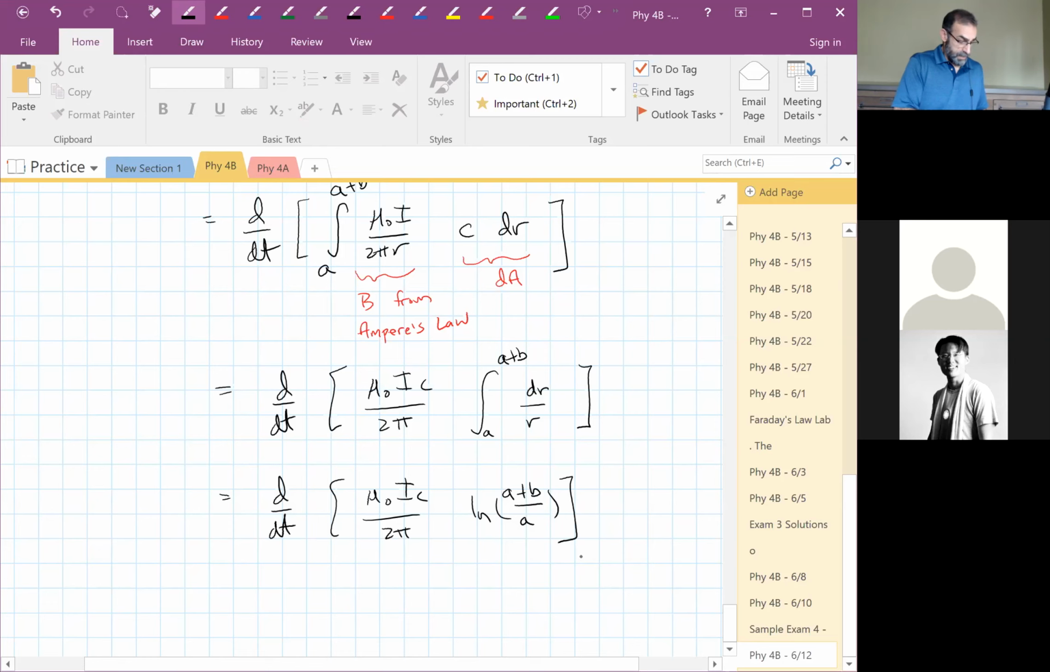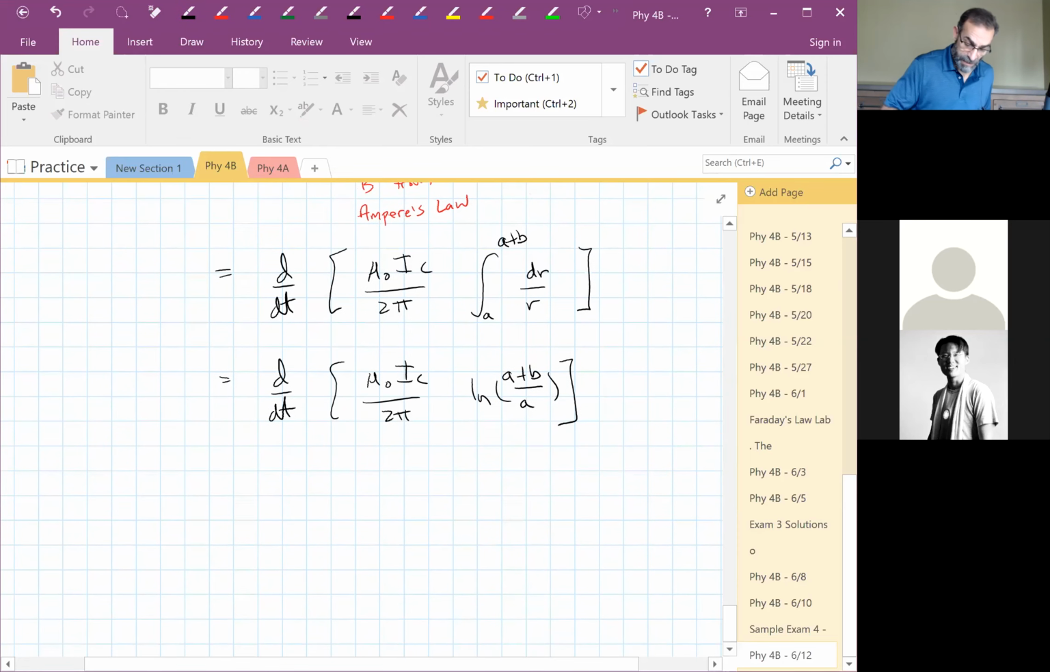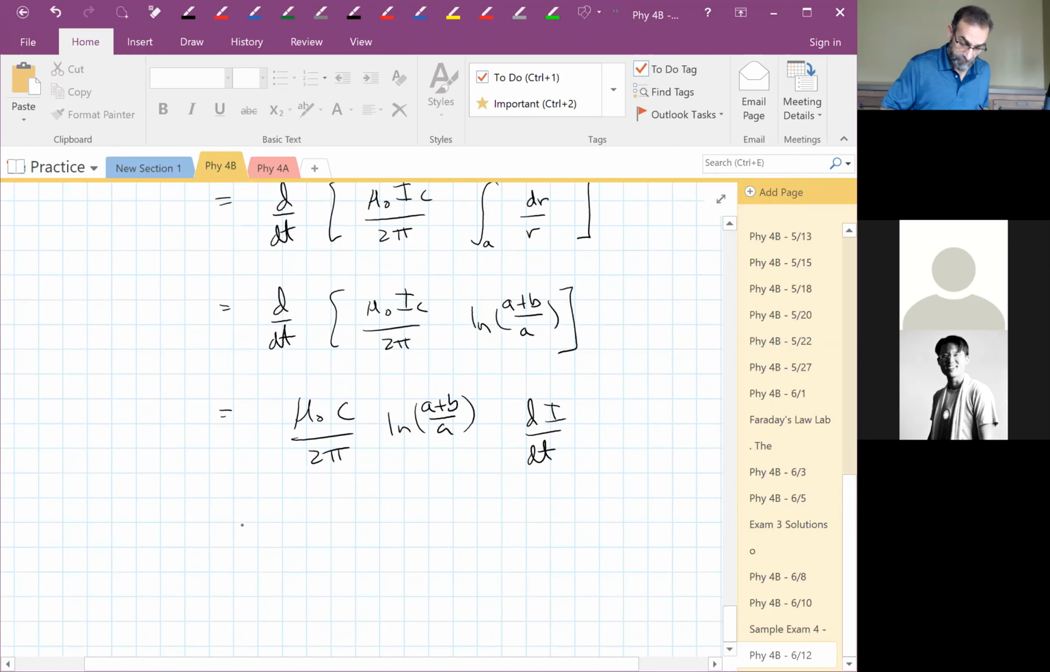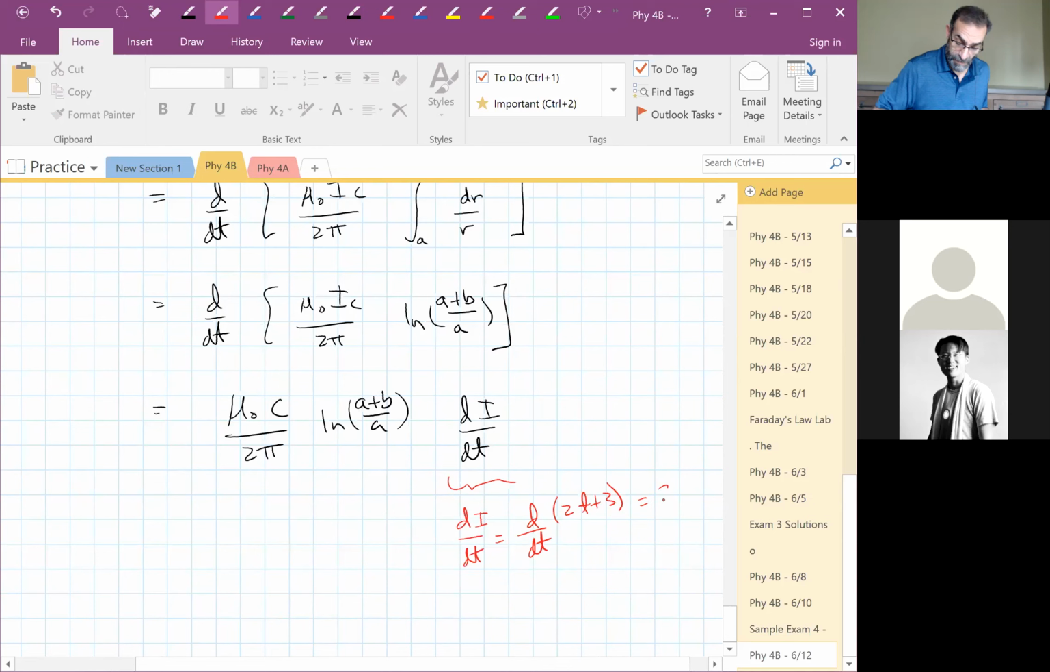And then I say, what's changing in time? The only thing here that's changing in time, mu naught and C are constants. 2 pi is a constant. The natural log of A plus B over A is a constant. The only thing that's changing in time is the current. And I can plug that in, right? dI dt is equal to d dt of 2t plus 3 is equal to 2.